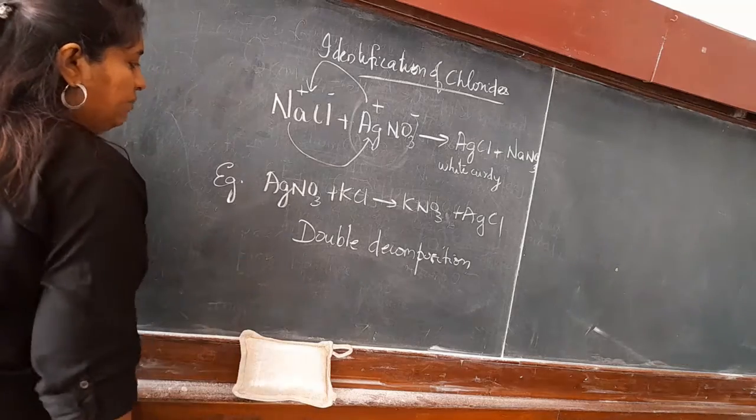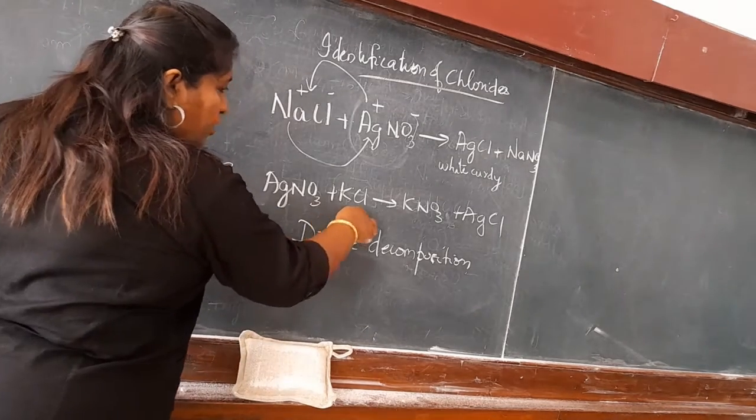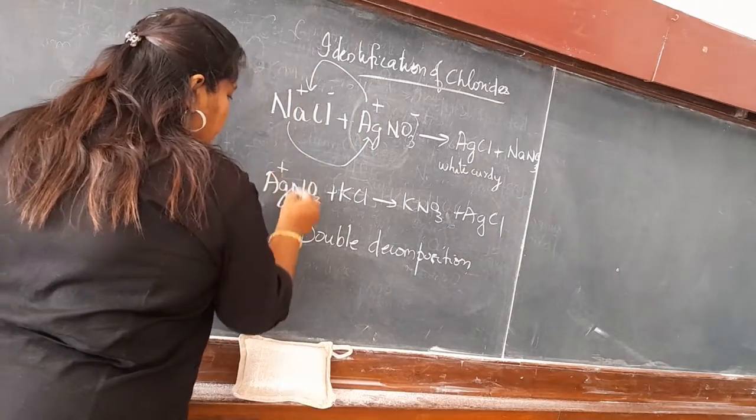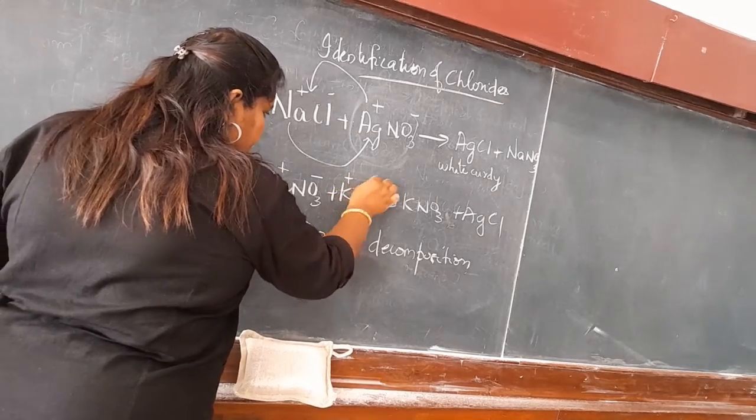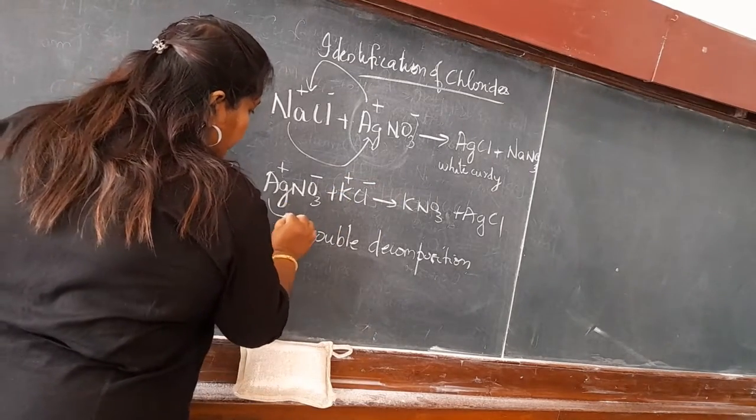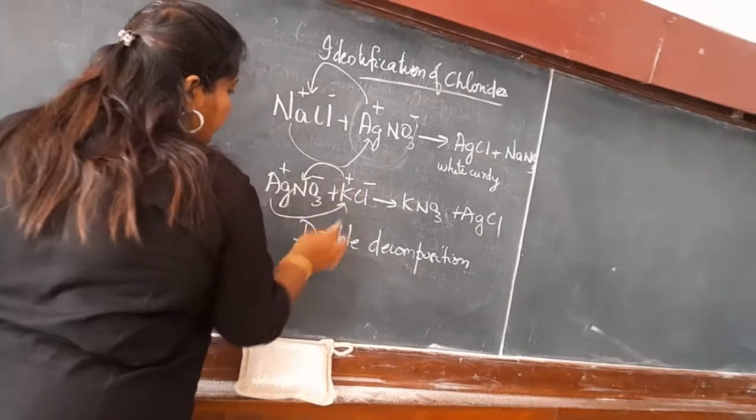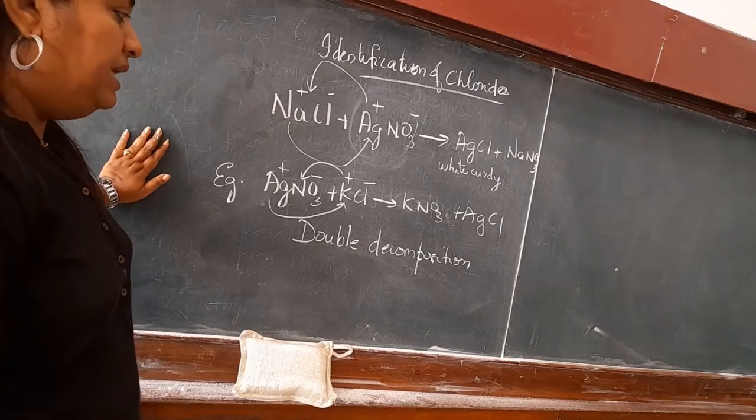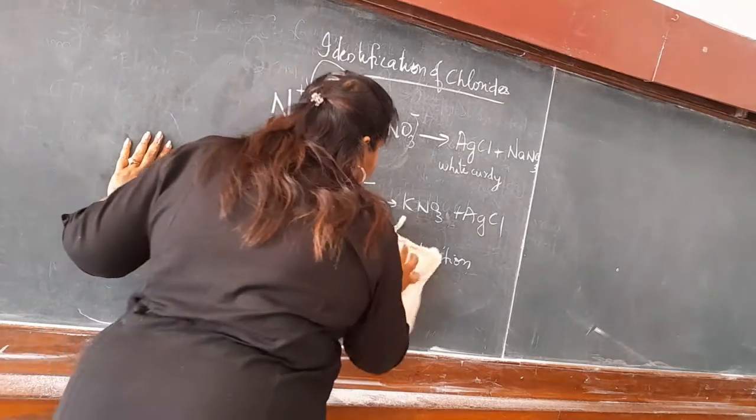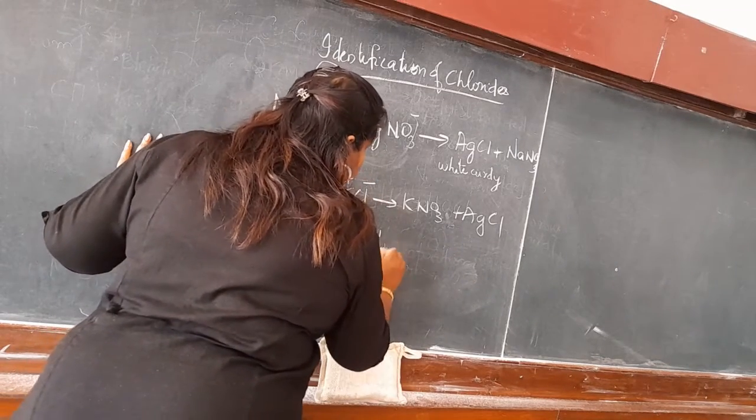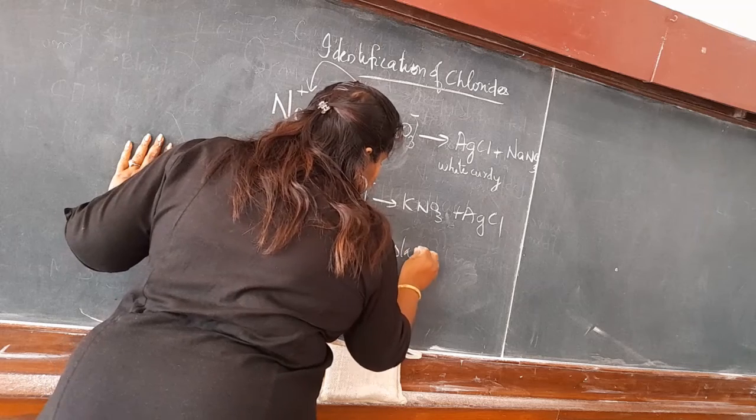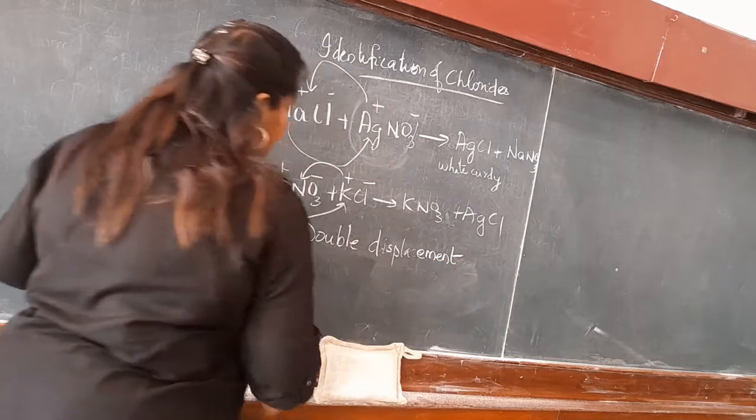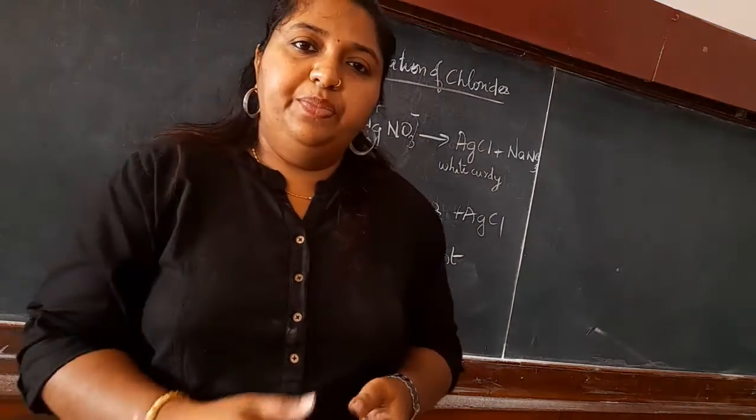Okay, here there is another example. Silver nitrate plus potassium chloride gives potassium nitrate plus silver chloride. So silver is positive, nitrate negative. Potassium positive, chloride negative. See, silver will be going here, potassium will be coming here. Ions are getting displaced. So these types of reactions are known as double decomposition. Not decomposition, double displacement reaction. Double displacement. So with this, our chapter is over.